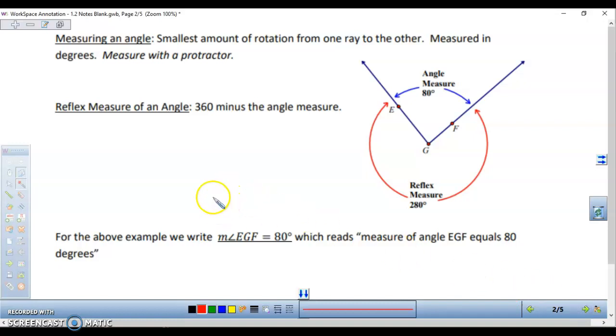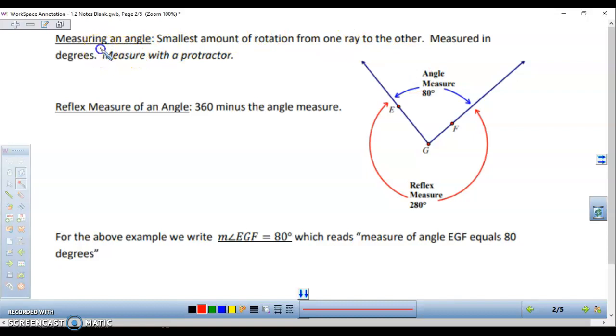All right, next is measuring an angle. The way we measure an angle is the smallest amount of rotation from one ray to the other. So if I look at this angle, I'm not going to measure it by going this long way around. I always want the smallest measure between them. All right? And we measure an angle in degrees. This is an 80-degree angle.